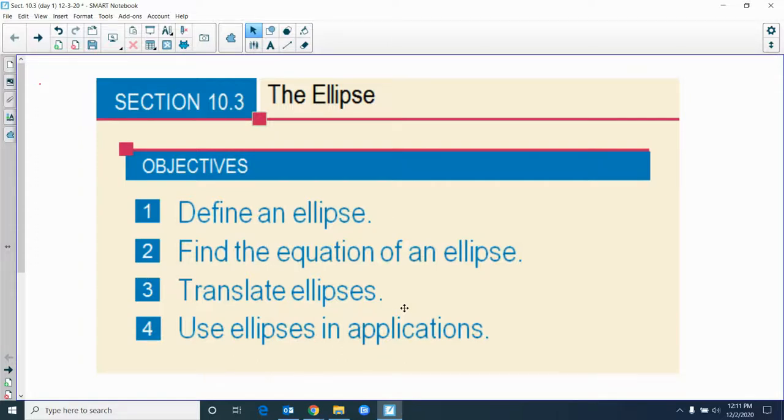All right, good morning or good afternoon. We are going to start on section 10.3, which is dealing with an ellipse.